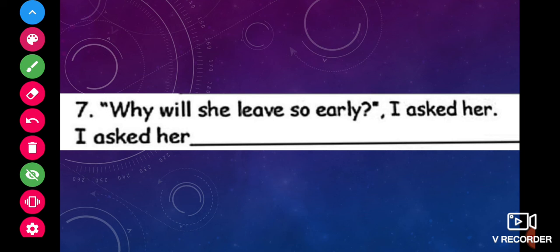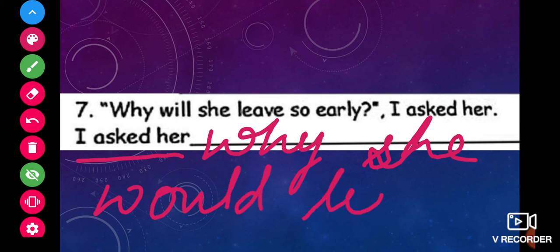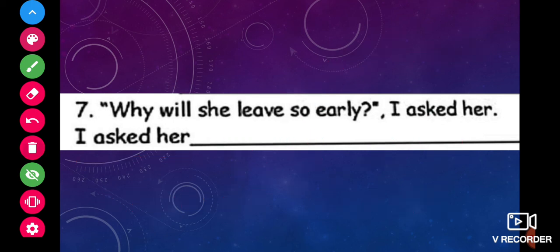Question number 7. Why will she leave so early? I asked her. So I asked her why she would leave. Now we can convert so into that early, or we can also leave it as it is. It won't make much of a difference. So this is indirect speech.